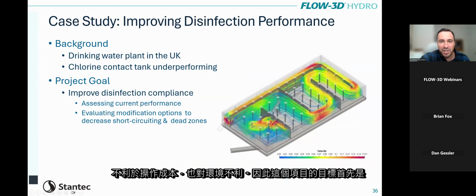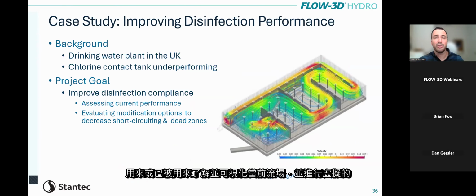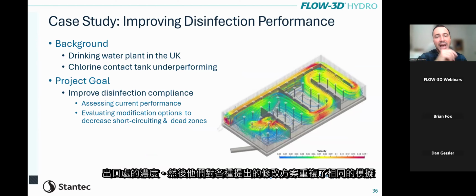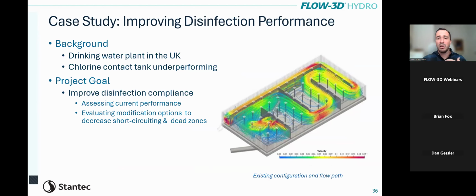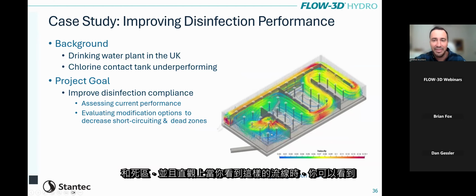So the goal of this project was first assessing the current conditions. Contact tanks are a little bit like black boxes. So CFD was used to understand and visualize the current flow pattern and perform a virtual tracer dye test. So inputting a tracer at the inlet, letting it flow and measuring the concentration at the outlet. And then they repeated the same set of simulations for various proposed modifications and checked how that improved performance or not. The goal was to decrease short circuiting and dead zones.